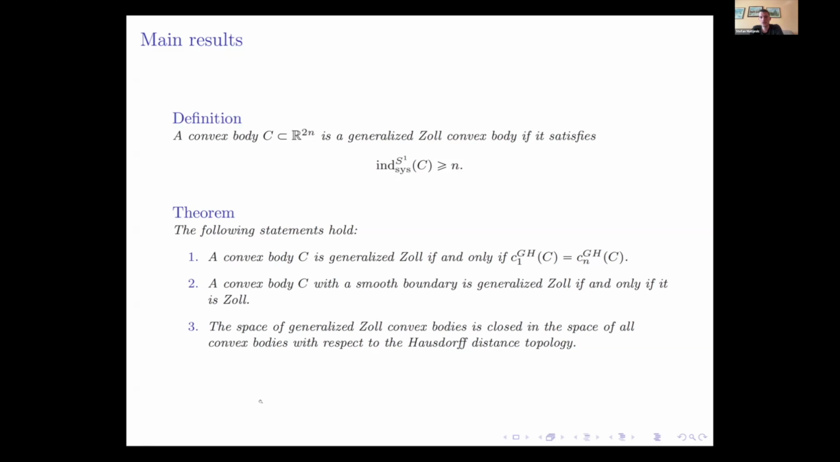The second statement is that a convex body with a smooth boundary is generalized Zoll if and only if it is Zoll. And this we get because we were able to prove that the space of centralized systoles is the same as the space of systoles when the boundary is smooth. So we can remove the strong convexity assumption from the corollary at the beginning, if you remember. And the third thing we get is that the space of generalized Zoll convex bodies is closed in the C0 topology.